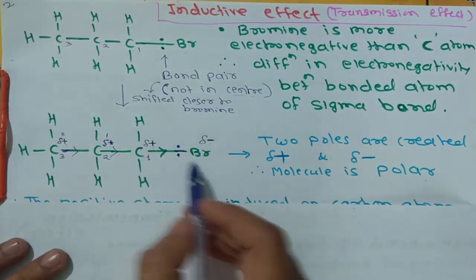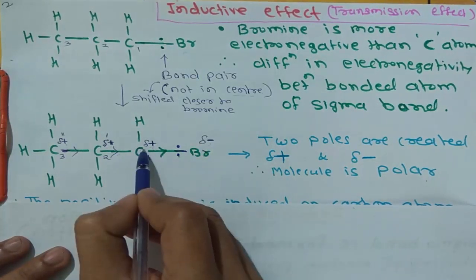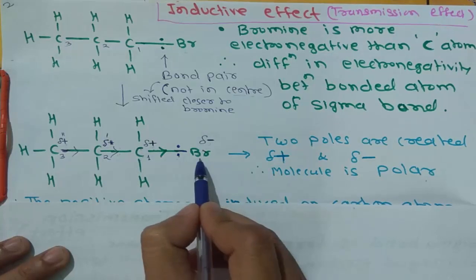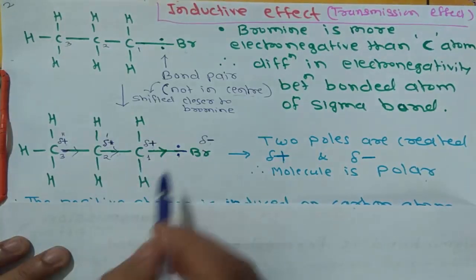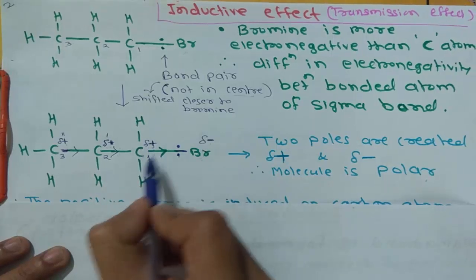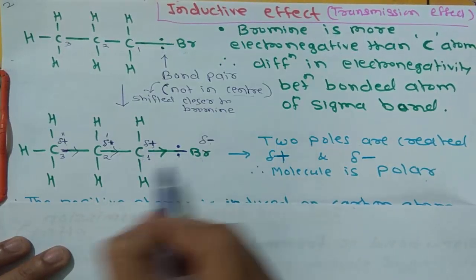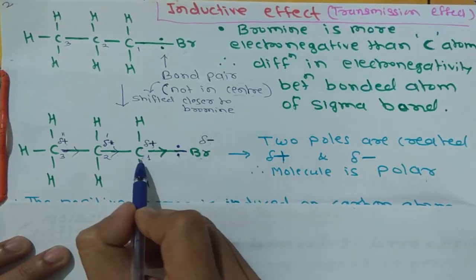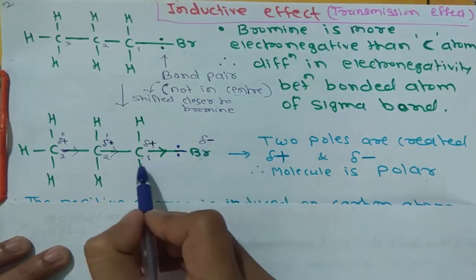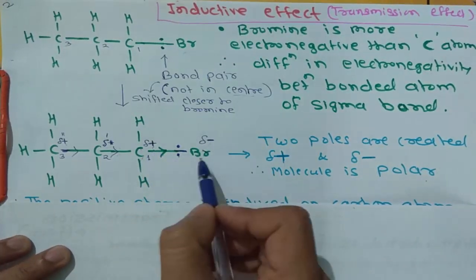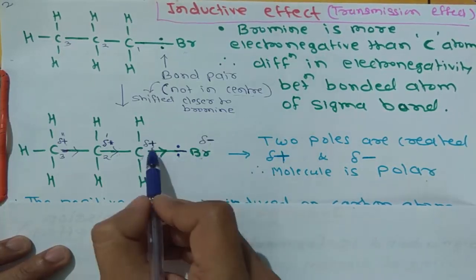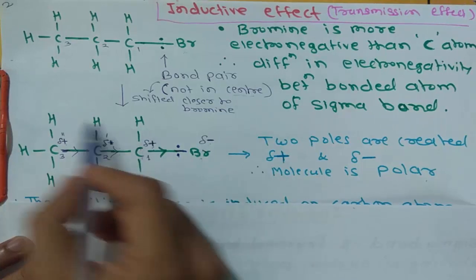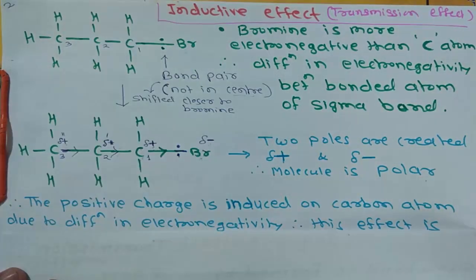And in this example, the positive charge is induced on the carbon atom due to the difference in the electronegativity between the two atoms. I am repeating once again. The positive charge is induced on the carbon atom due to the difference in electronegativity. Here the bromine is more electronegative than the carbon atom. That's why the bromine acquires the delta negative charge and the carbon acquires the delta positive charge. That's why this effect is known as inductive effect.